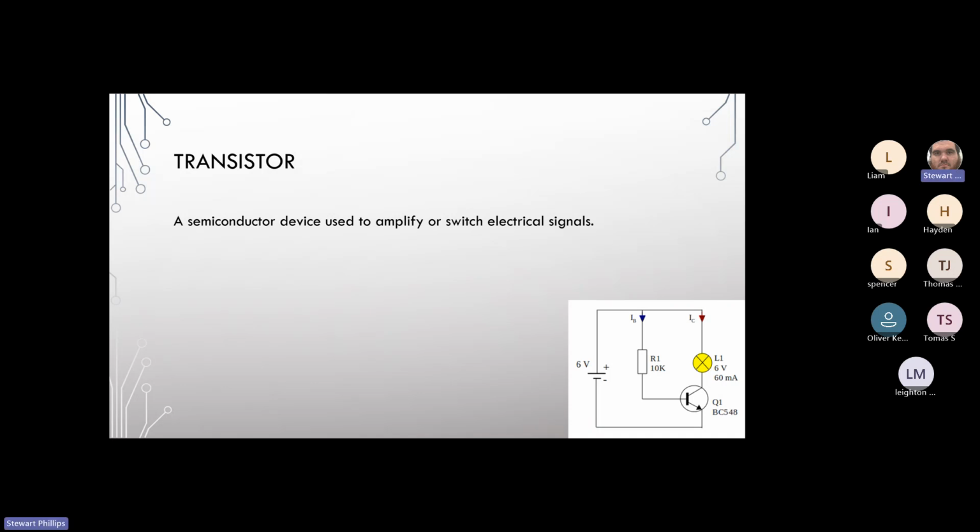So in this example, 6 microamps flows into the base, allowing 60 milliamps to flow through the collector. The BC548 transistor used has a gain of 100. So if we multiply the 6 microamps by 100, we get 60 milliamps.